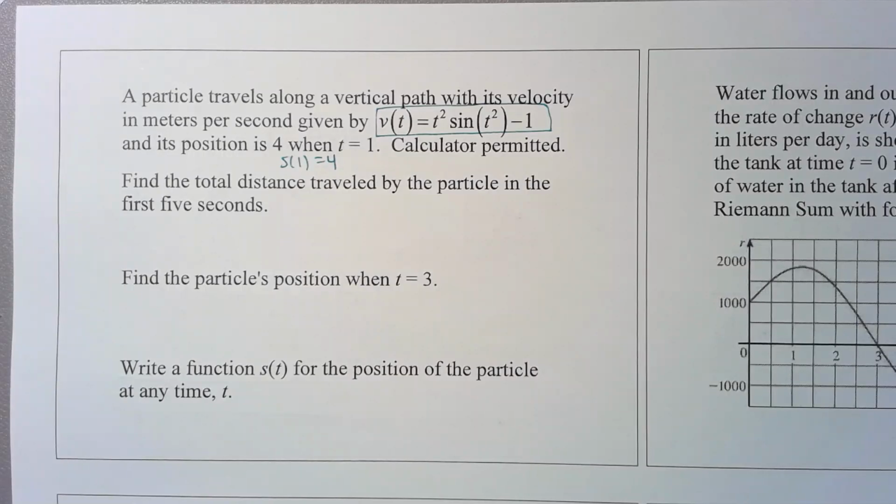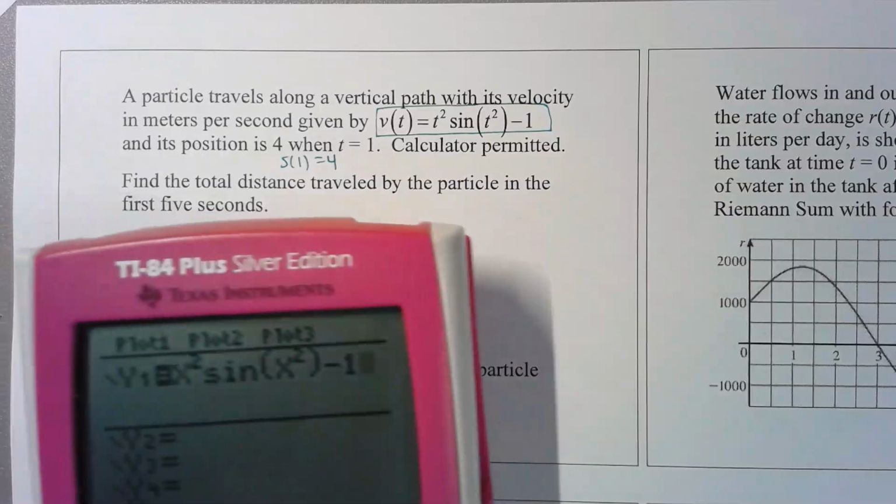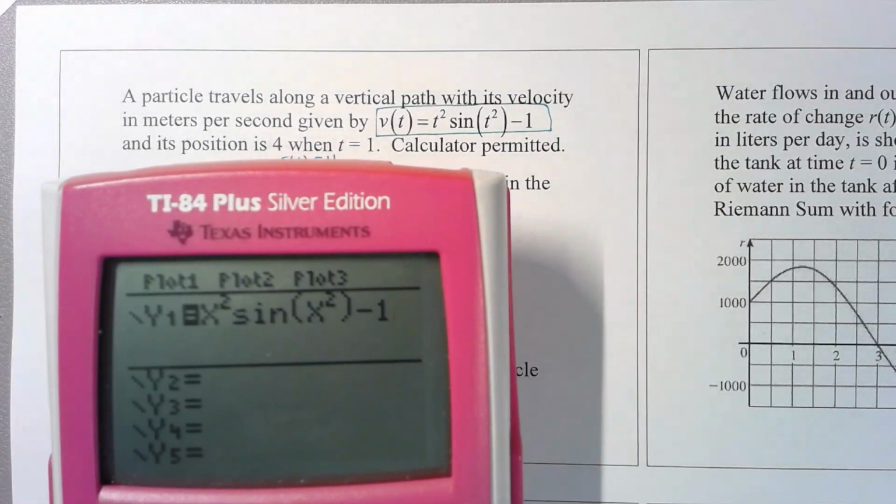All right, I've got my calculator handy. In fact, as I talk, I'm going to get this typed into my Y1. But we've got 3 questions here. Number 1 says, find the total distance traveled by the particle in the first 5 seconds. So again, as I'm talking, I'm typing this into my Y1, just so I have it. Of course, we have to use X's, right?